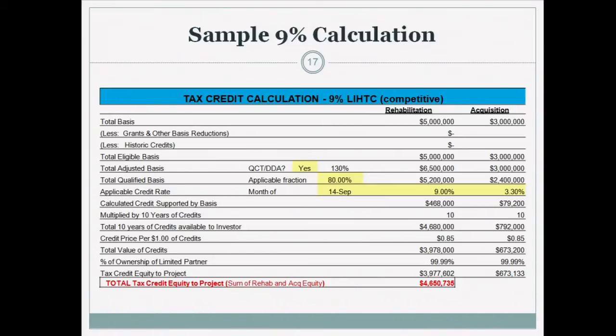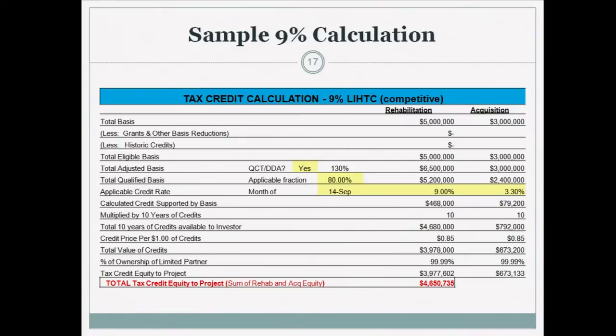So they're generating an amount of credits of 3.978, so almost $4 million of tax credit equity. And then there's a little math there that the investor actually only buys 99.99% of those credits, so you see that it gets reduced a little bit. So the investor in this example is going to give them $3.977 million for the rehabilitation credits.